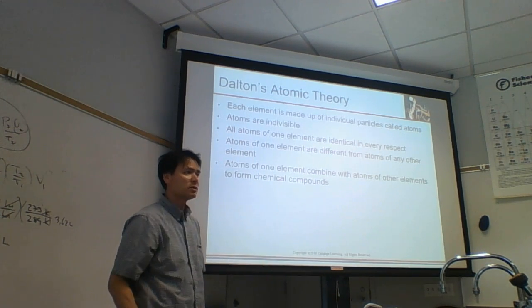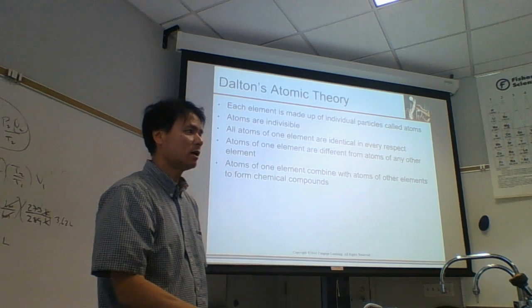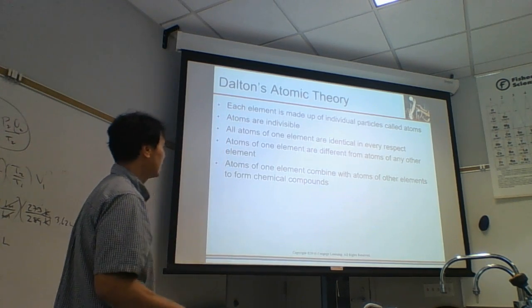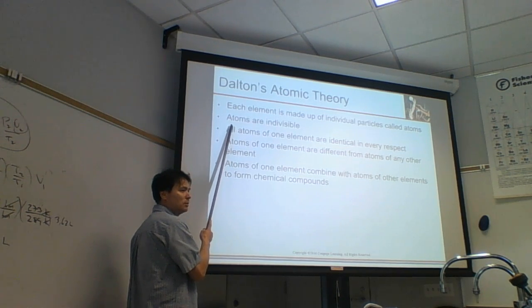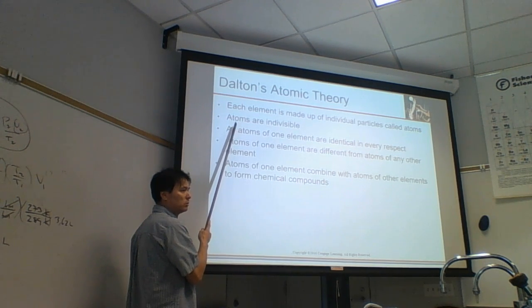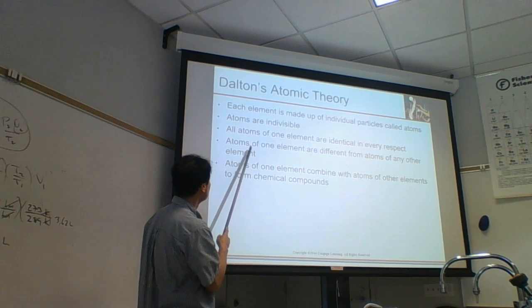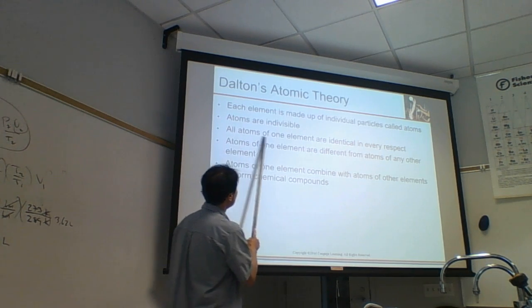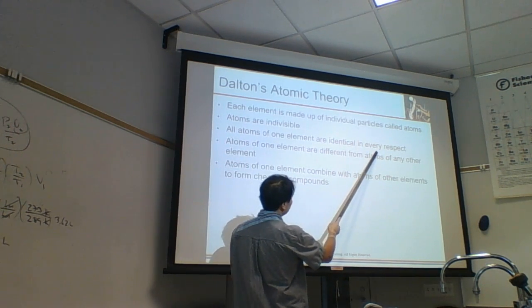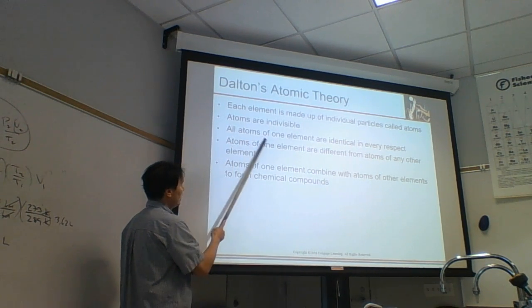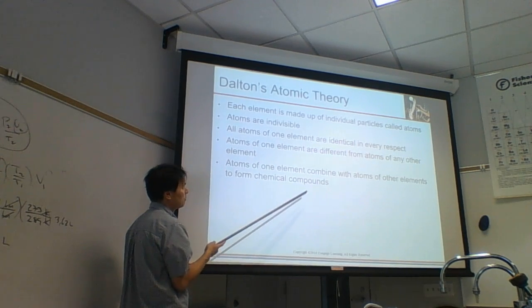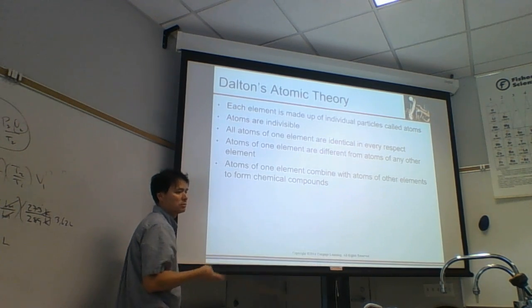Can you break atoms up into mini atoms, mini compounds? No. If you have a single atom, you can't break it up. Well, can you break up an atom? Yeah, you can break atoms apart, but they're going to break apart and form subatomic particles, which don't behave like elements. Okay, all atoms of one element are identical in every respect. This turns out to be wrong. Atoms of one element have the same chemical properties, but they might weigh different amounts.